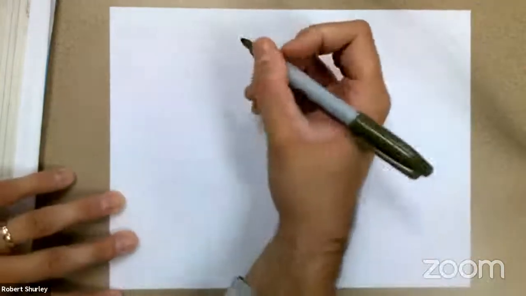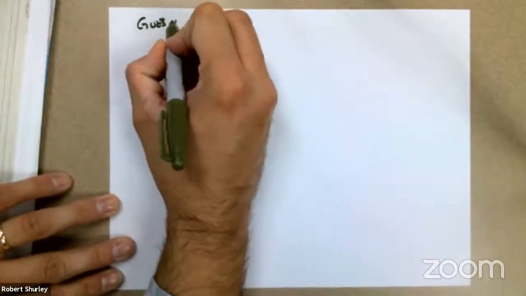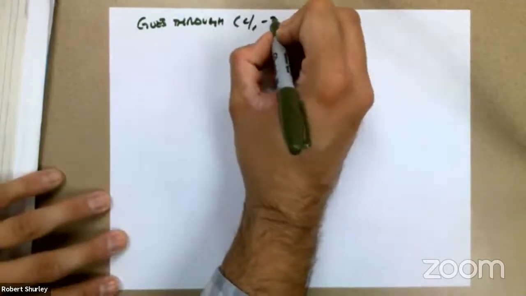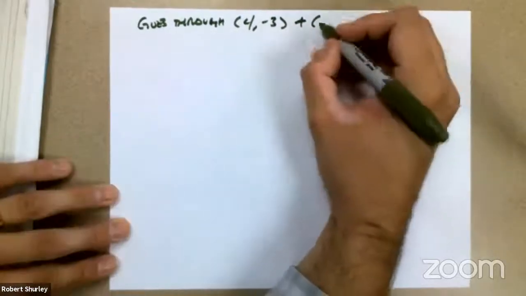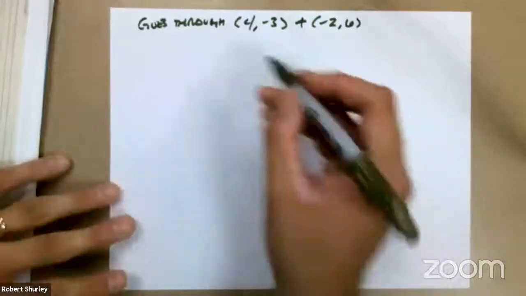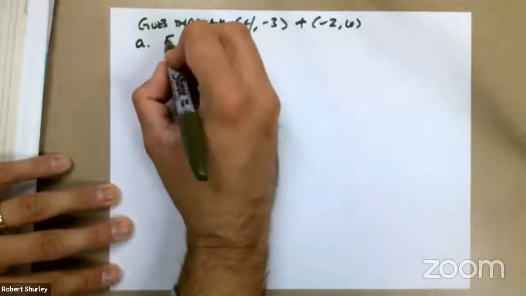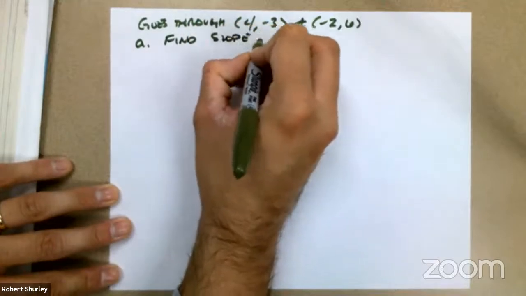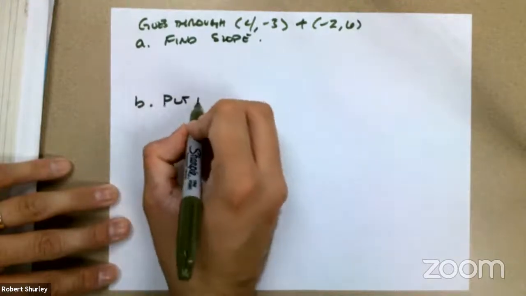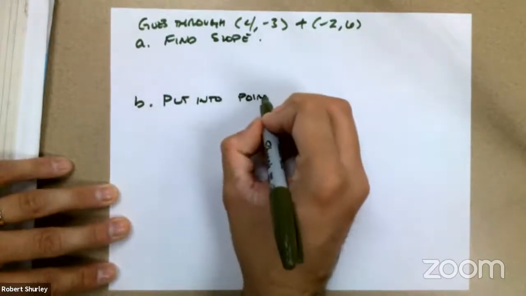So let's say instead of me giving you the point and the slope, I give you two coordinates, which is a common thing to do as well. So let's say all we know about this line is it goes through, I'm going to steal it from the book, (4, -3) and (-2, 6). And I'm going to ask you the same exact things. Actually, I'm going to add one in here. First, I'm going to ask you to find the slope. Right? Given the two coordinates, let's find the slope. That won't take long. And then let's put into point slope form.